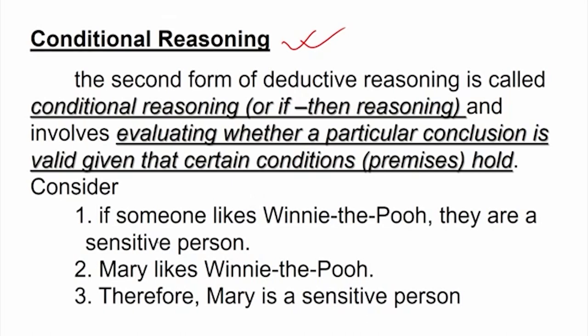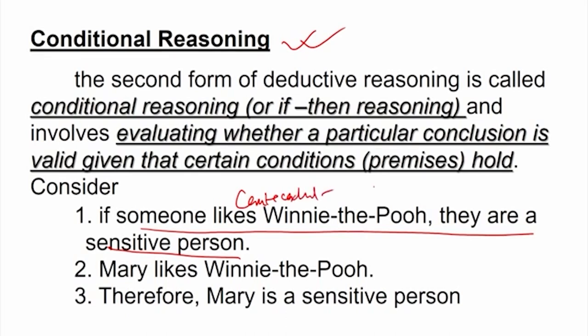For example, let us look at this. If someone likes Winnie the Pooh, they are a sensitive person. So, this part of the statement is called the antecedent, and this part is called the consequent.